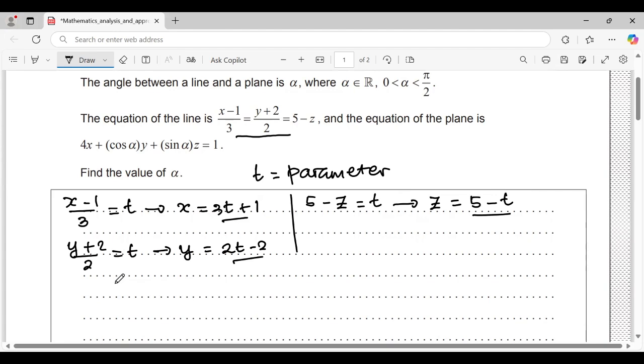So the direction vector of the line is the vector of these coefficients of t: 3t, 2t, and minus 1t. So the direction vector d is (3, 2, minus 1).